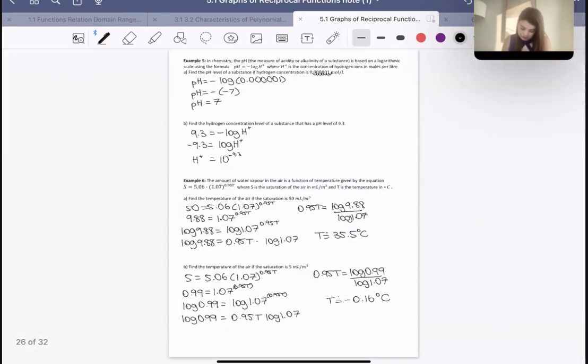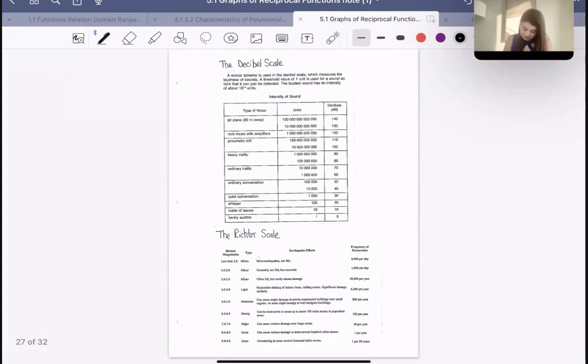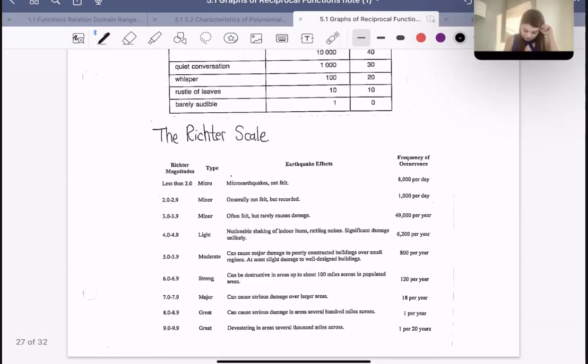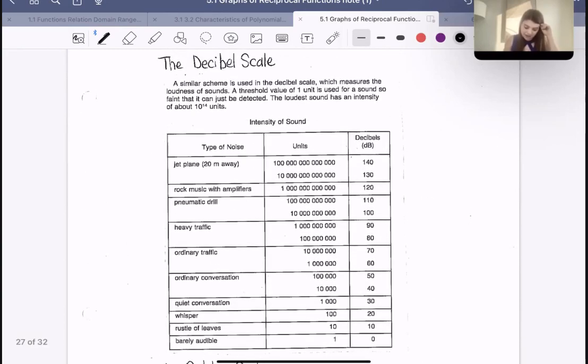Congratulations on completing this unit. Oh, and I should mention here's actually a copy of the decibel scale and just some things we can kind of compare it to. And then also the Richter scale. Here's a copy of the Richter scale as well. But yeah, that is it for today.